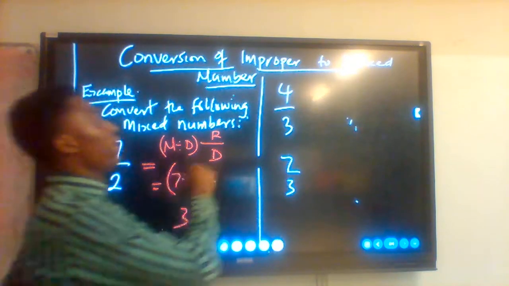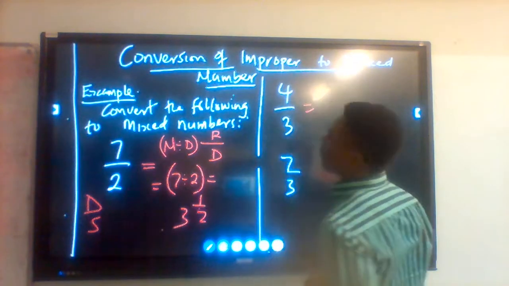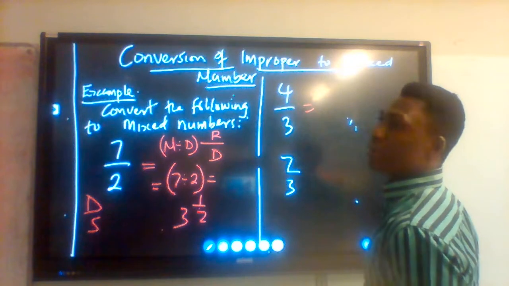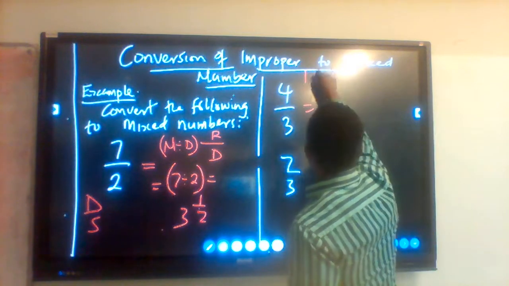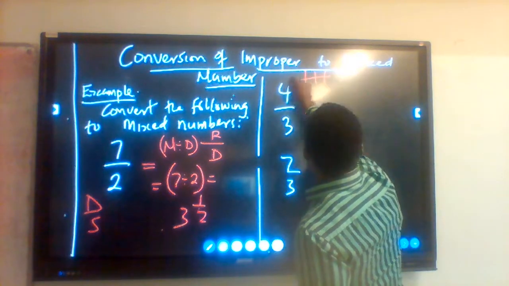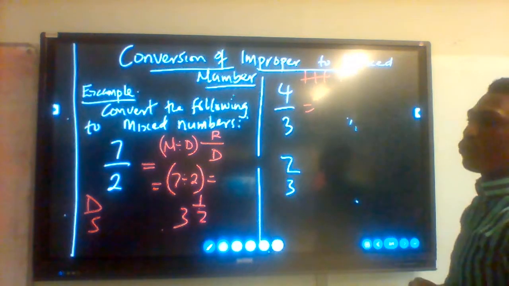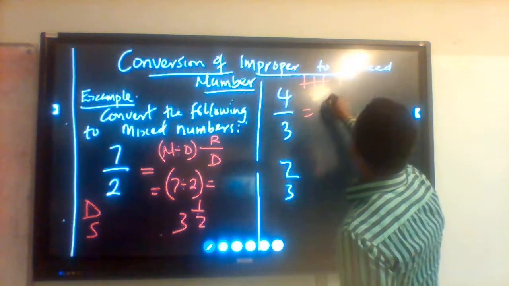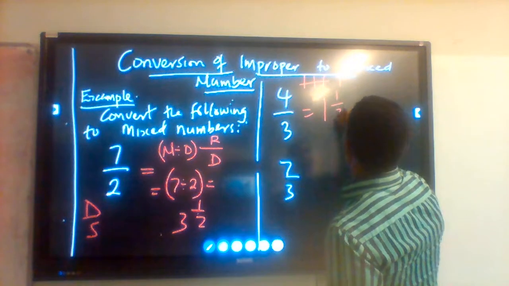Same thing here. How many times does 3 go into 4? If you count 1, 2, 3, 4, it goes 1 time. What is our remainder? The remainder is 1 over 3.